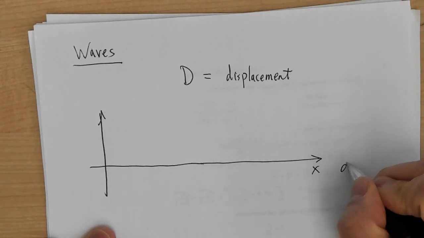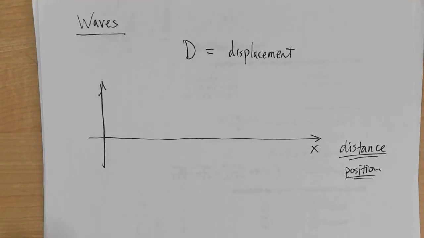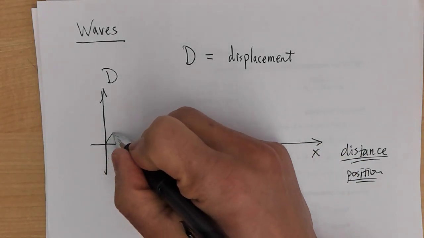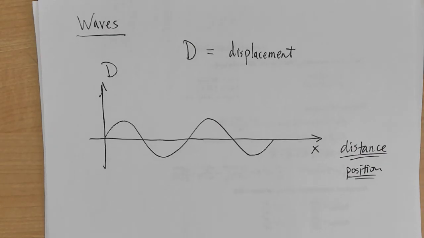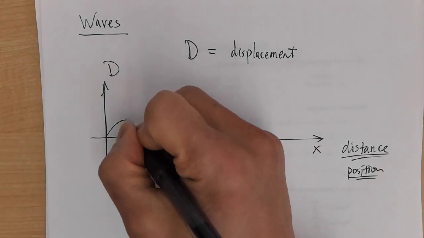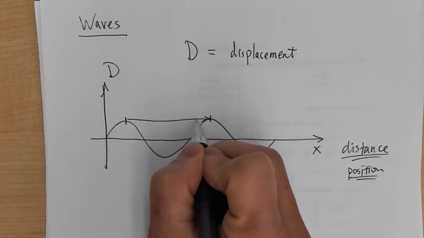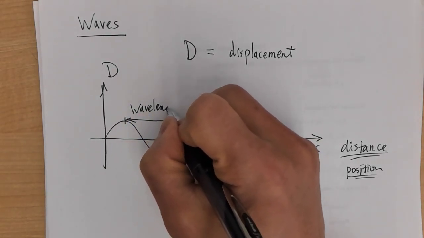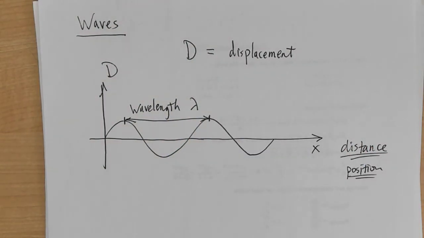So x here is measuring the distance or position. Either word is fine. And here's the displacement. And so I have some sine wave like this, d versus x. And if I take 2 points that are the same, the separation distance between these 2 points is what's called the wavelength. And the symbol for the wavelength is lambda.